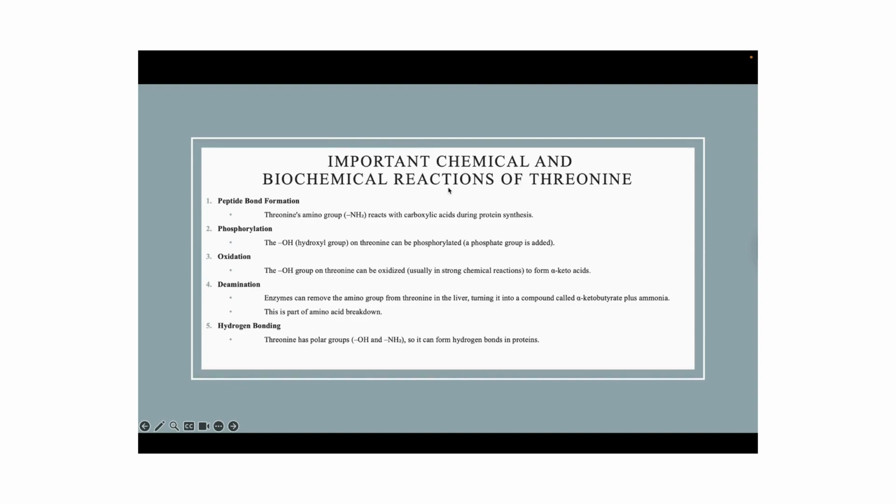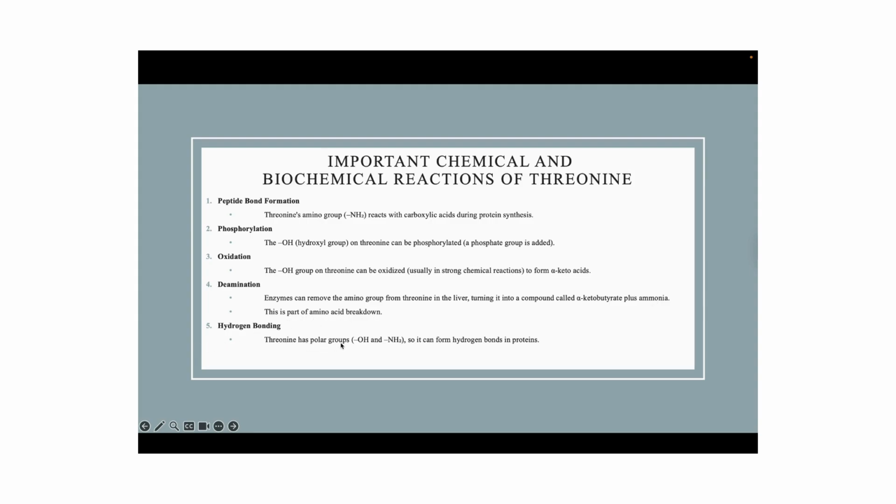Important chemical and biochemical reactions of threonine: peptide bonds. The threonine amino group reacts with the carboxylic acid during protein synthesis. Phosphorylation: the alcohol on the threonine can be phosphorylated, a phosphate group is added. Oxidation: the alcohol group on threonine can be oxidized, usually in strong chemical reactions, to form an alpha keto acid. Deamination: enzymes can remove the amino group from threonine in the liver, turning it into a compound called alpha-ketobutyrate plus ammonia. This is part of the amino acid breakdown.